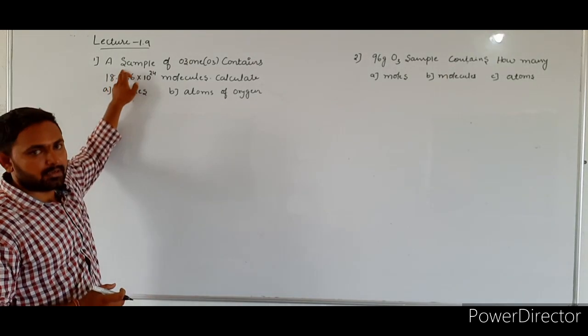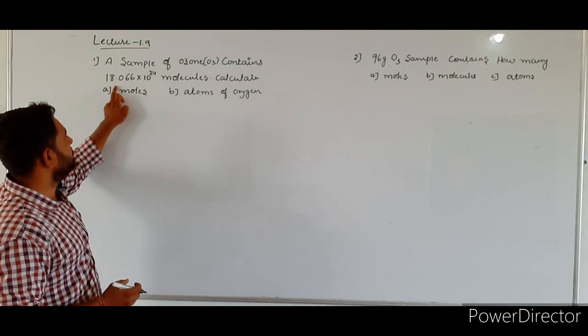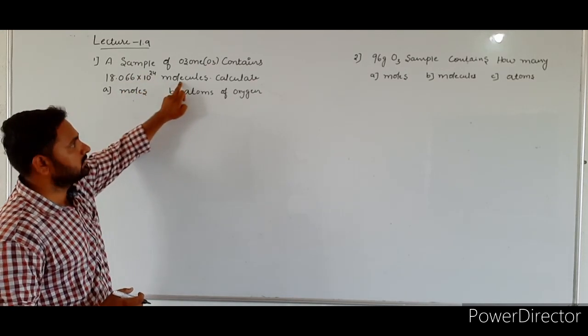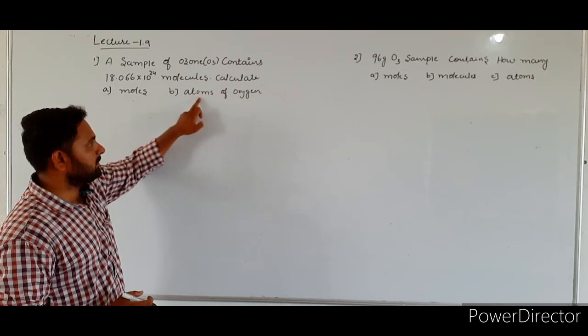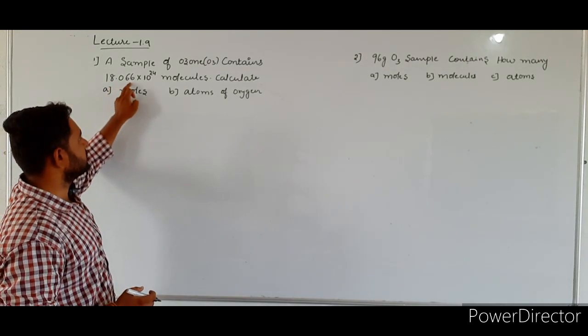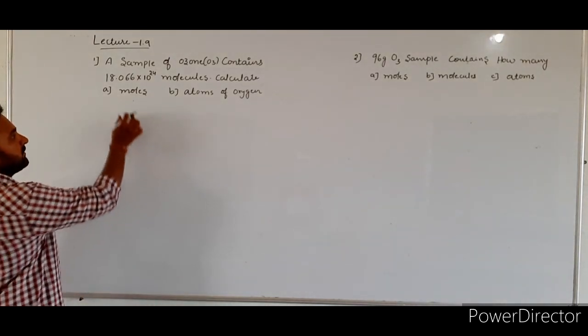The first numerical: a sample of ozone contains 18.066 into 10 power 24 molecules. Calculate the number of moles and calculate the number of oxygen atoms present in 18.066 into 10 power 24 molecules. Now let us calculate the number of moles.